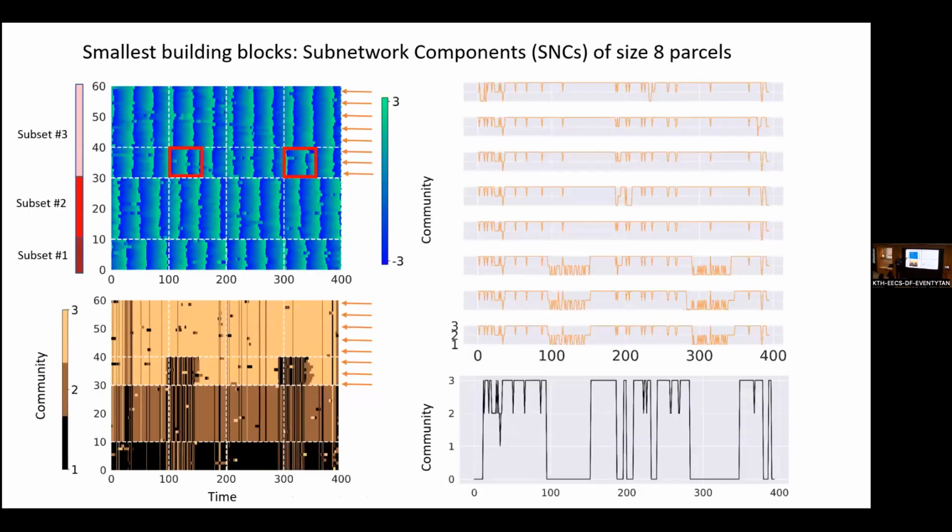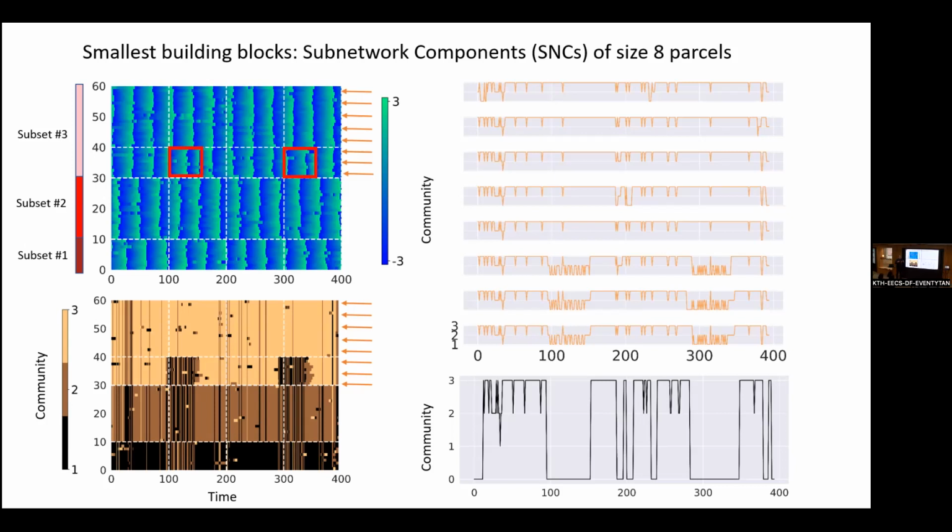And this is just an example of the larger subnetwork components. We have 8, and now you see we also incorporate parcels that are within this section here. You see again, they are not in the same community, and it means that during these time periods, the resulting 8 parcel subnetwork component will be disintegrated during these parts because it contains nodes that are in this region.